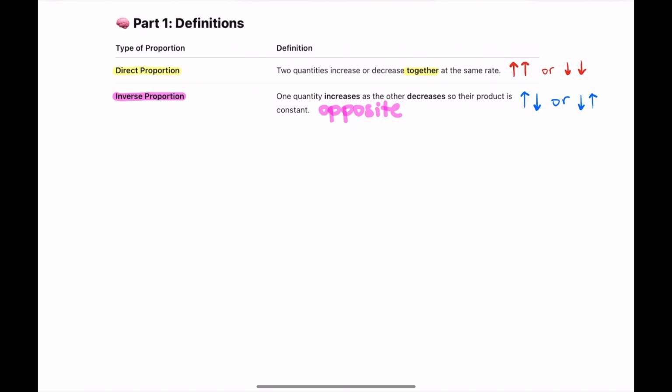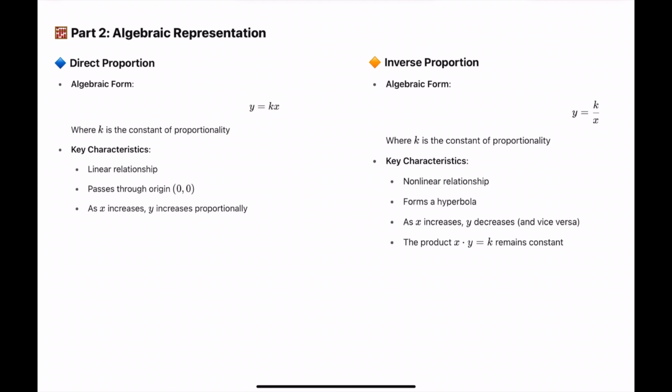So that's our definition. And now let's get into the algebraic representation. Like, what does this look like? I put them side by side so we'll be able to compare and contrast. For a direct proportion, the algebraic form is y equals k times x. K here is the constant of proportionality. And the key characteristics of a direct proportion is that it's a linear relationship. It passes through the origin, (0, 0). And as x increases, y increases proportionally. Also, as x decreases, y would decrease proportionally.